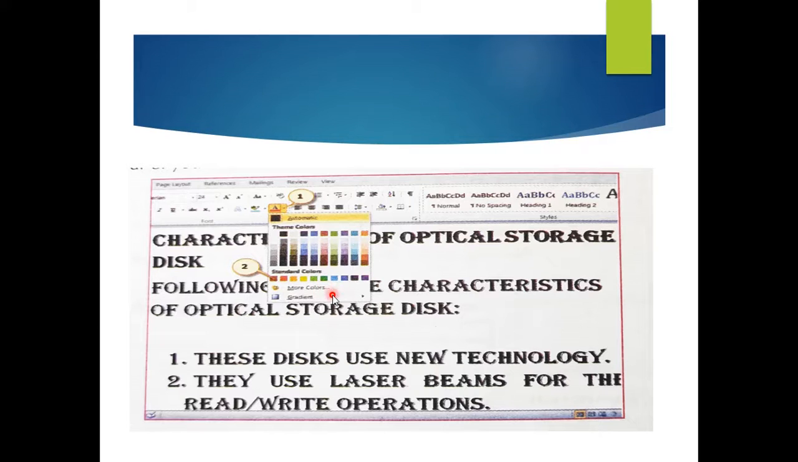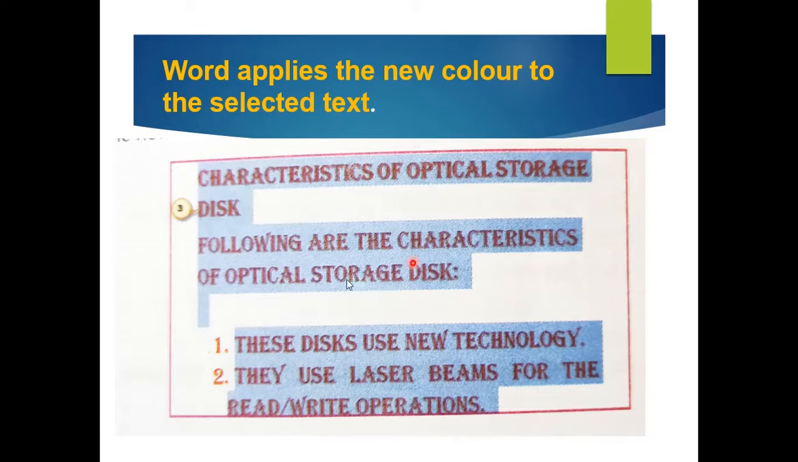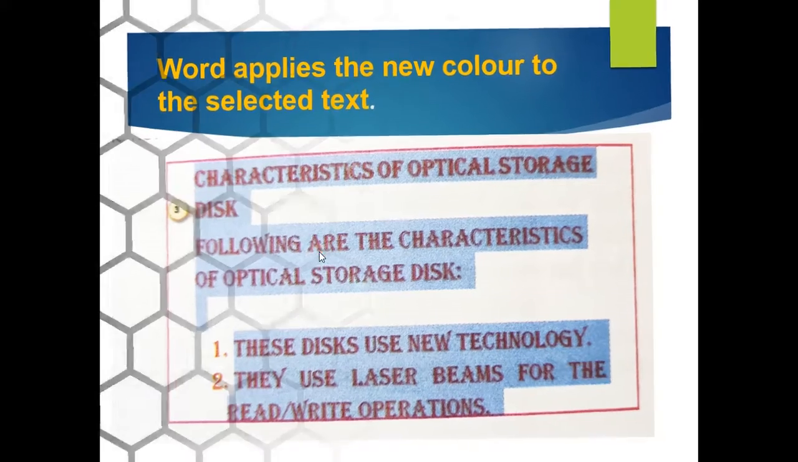You can see here the font color drop down arrow button on the home tab. Click on the color of your choice, and if you click the color of your choice, now we can see here that Word applies the new color to the selected text. Okay, so according to your choice, you can select the color which you want to apply to the particular text.